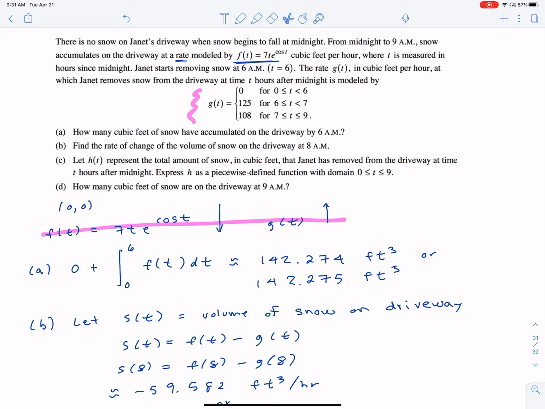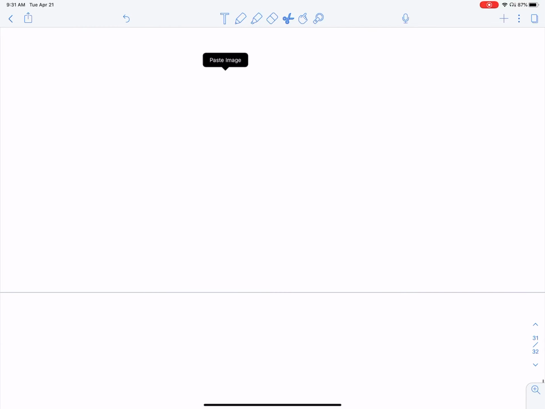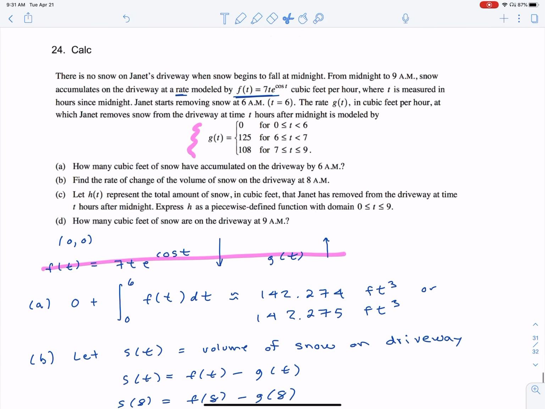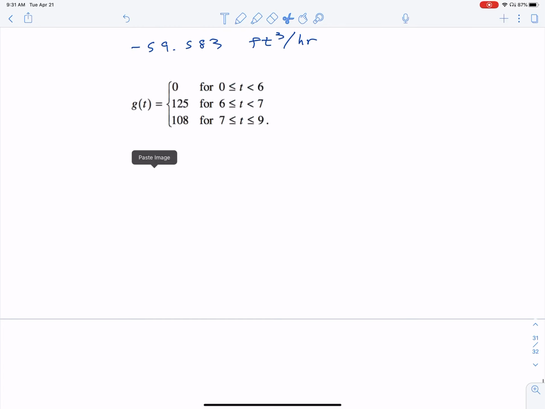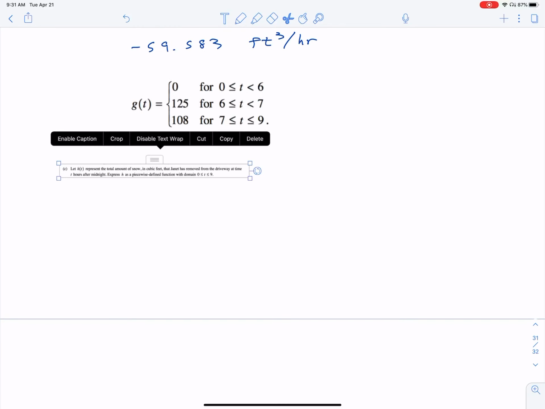So let's grab a couple things here. First off, I am going to grab this, because obviously this is pretty important. And then I'm going to grab the question just so I don't miss anything. Perfect. Okay, so what do we have here? Okay, so we are supposed to create something that represents the volume.